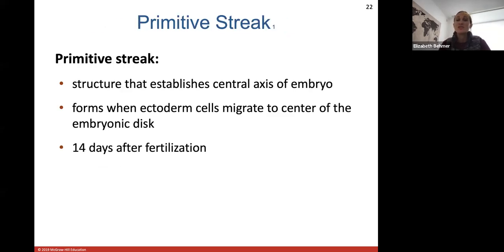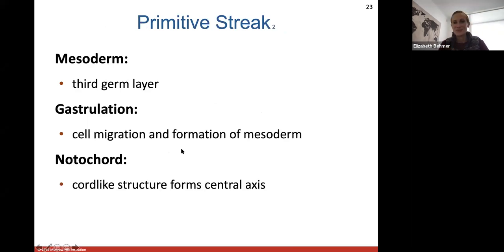The primitive streak is a structure that establishes the central axis of the embryo, and this forms when ectoderm cells migrate to the center of the embryonic disc. This is what will go on to form the brain and the spinal cord, and this will be visible about 15 days after fertilization.